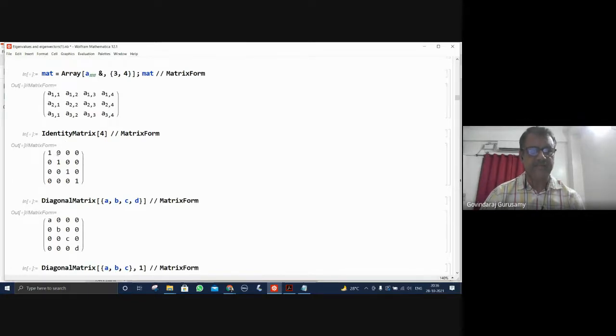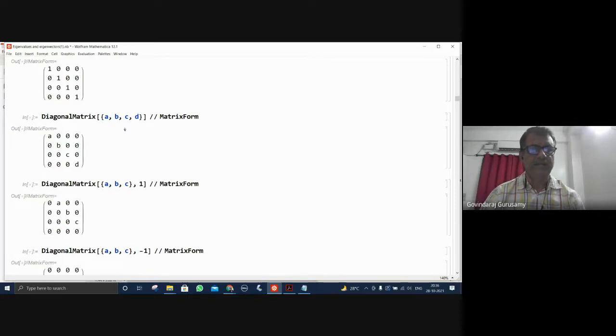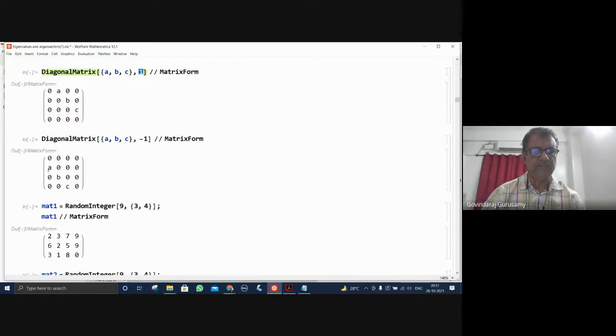Identity matrix, where the diagonal elements are 1. This is the matrix form. Diagonal matrix, where you have different values of A, B, C. Diagonal matrix, where you have a 1 added here, which means this is moving up with 1 diagonal element in each one of them. Minus n is going down. A, B, C. This is what happens.